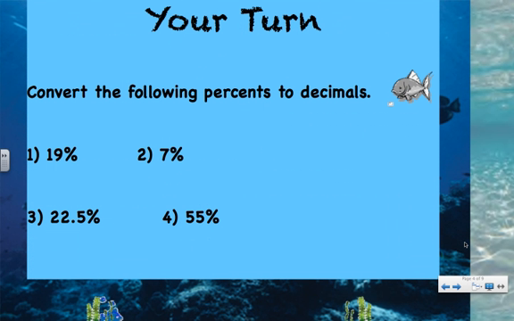Okay, your turn. Remember, we drop the percent symbol and move the decimal 2 places to the left. Or we set it up over 100 and then use neato to convert to a decimal.